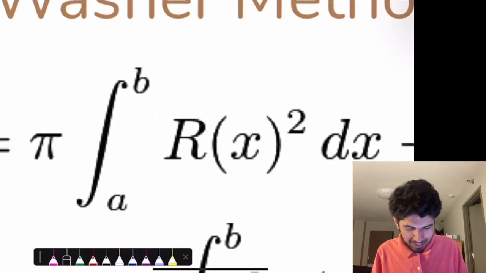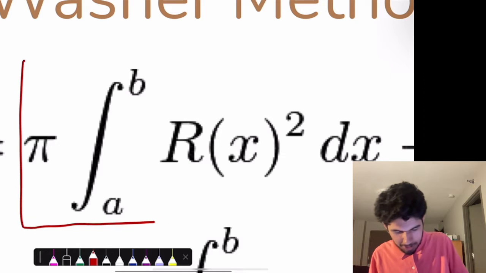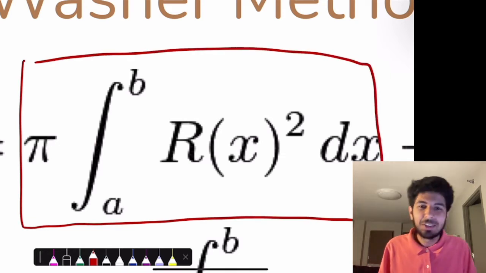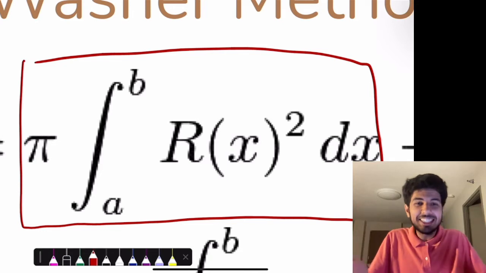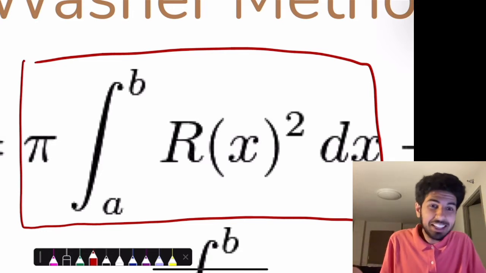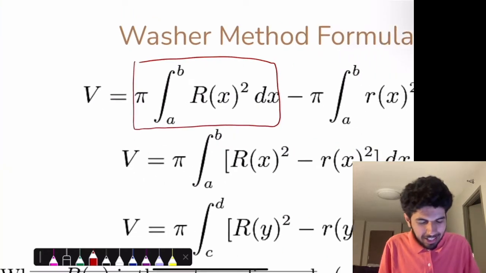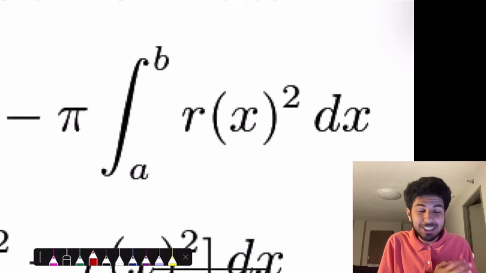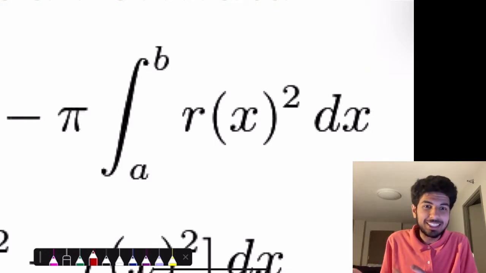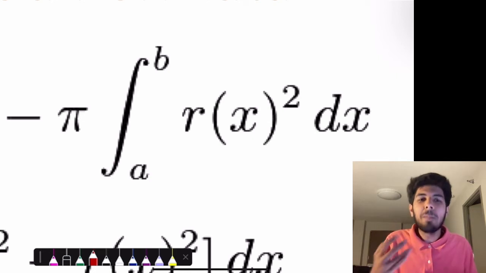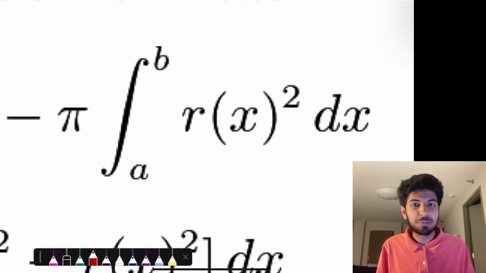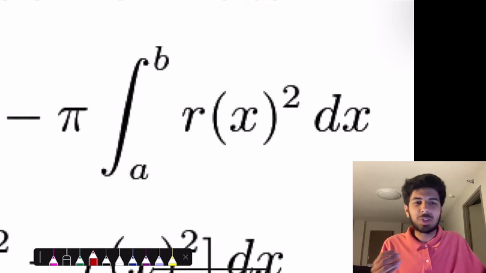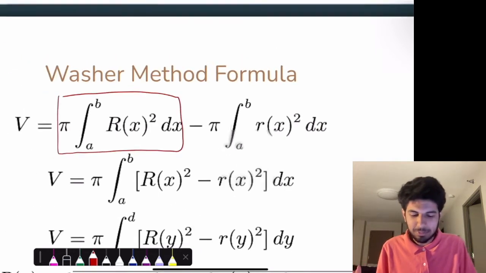But let's just zoom into this and draw a box around that. What is that? That's the disk method formula. That is the volume by the disk method. And all we're doing is subtracting out something else, which also looks very similar to the disk method. It's just a lowercase r instead of a capital R. So maybe you're starting to put together how this formula works, and essentially what's happening is you're taking the volume of a larger solid and then extracting out the inner solid, and you're using the disk method both times.